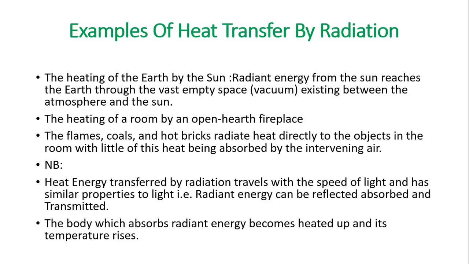You have to note that the heat energy transferred by radiation travels with the speed of light and has similar properties to light. This means that the radiant energy can be reflected, absorbed, or transmitted to bodies. Now, the body which absorbs radiant energy becomes heated up and its temperature rises. So that's how radiant energy travels, and how it is absorbed and transmitted.